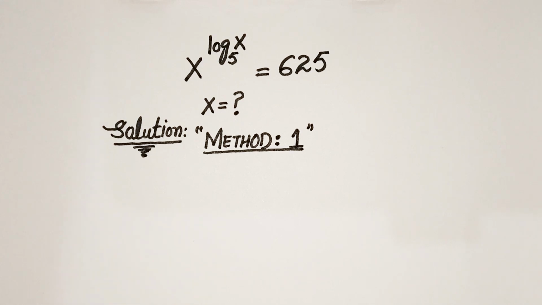So today our equation is x raised to the power log x with base 5 is equal to 625. So we have to find the value of x. Now we have two methods. So now we are going to use our method number 1.